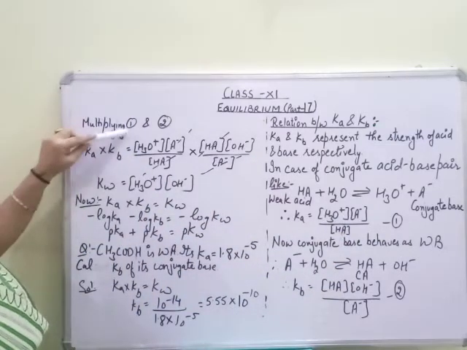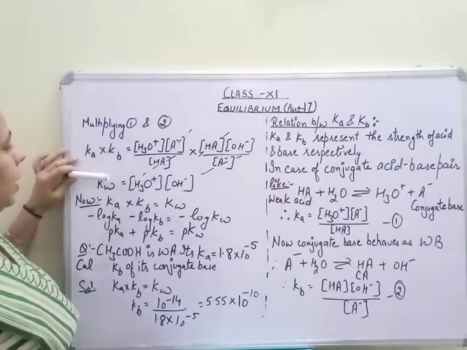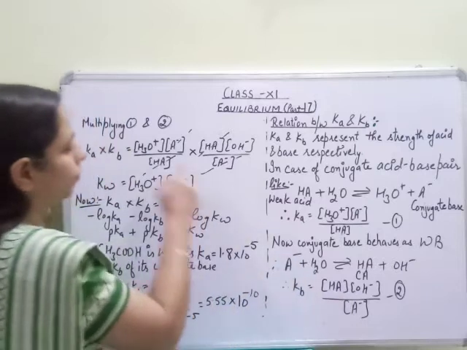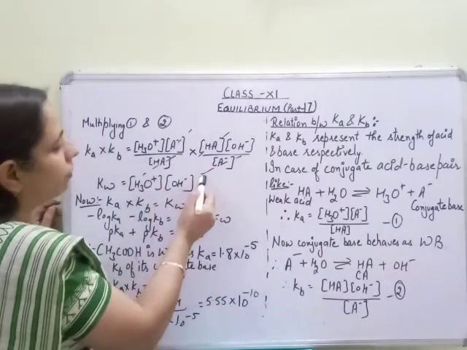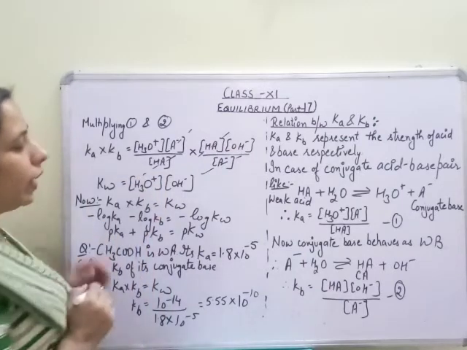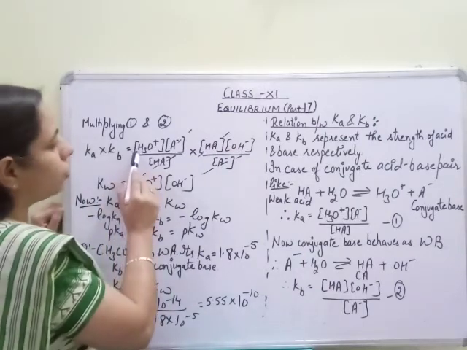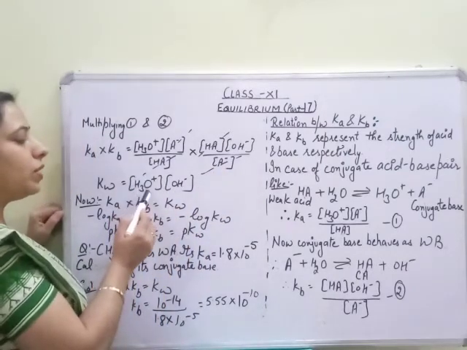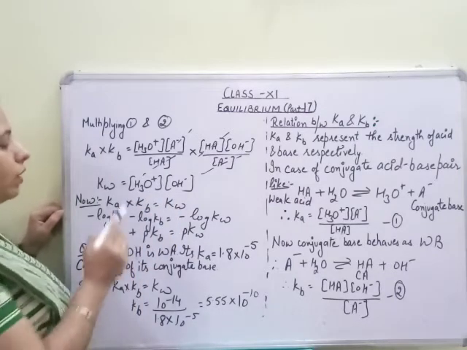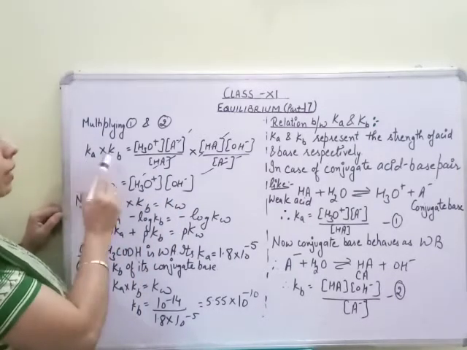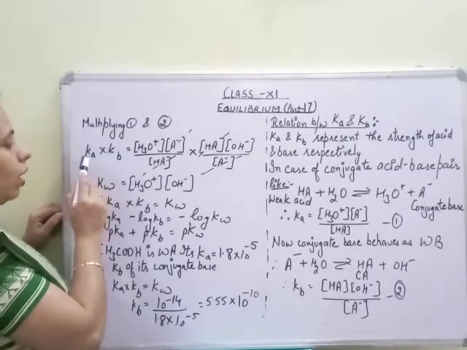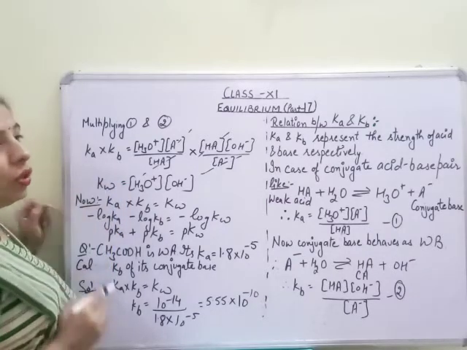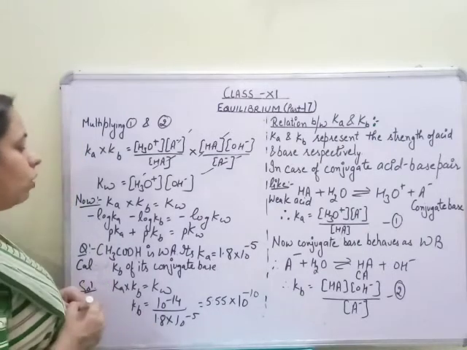Now if we multiply this equation and this equation, we have numbered them 1 and 2. On multiplying equation first and second, what do we get? Ka into Kb is equal to this whole into this whole. Now A negative gets cancelled out, HA and HA concentration will get cancelled out. We are left with concentration of H3O positive into concentration of OH negative. And we also know that product of concentration of H3O positive into concentration of OH negative is equal to Kw. So Ka into Kb, that is ionization constant of acid into ionization constant of base, is equal to Kw, that is ionization constant for water.